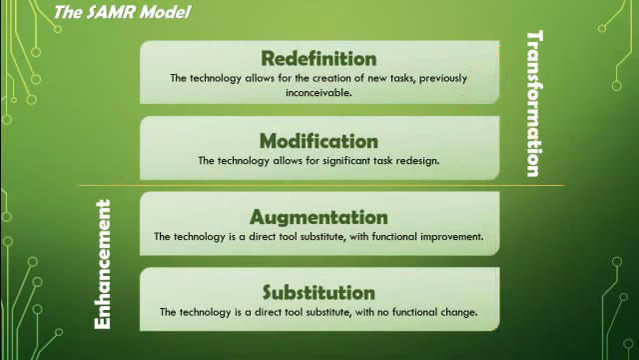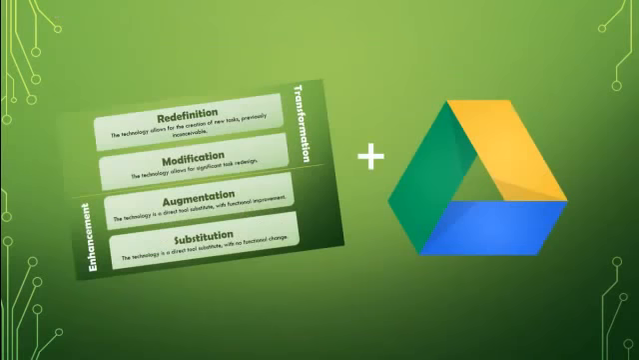We should always view each rung along the way as a state of transition towards the next level, to progress towards more meaningful uses of technology that transform the way students learn. Let's relate each level of the SAMR model to the use of Google Docs for illustrative purposes, since it's a tool that we all have at our disposal.